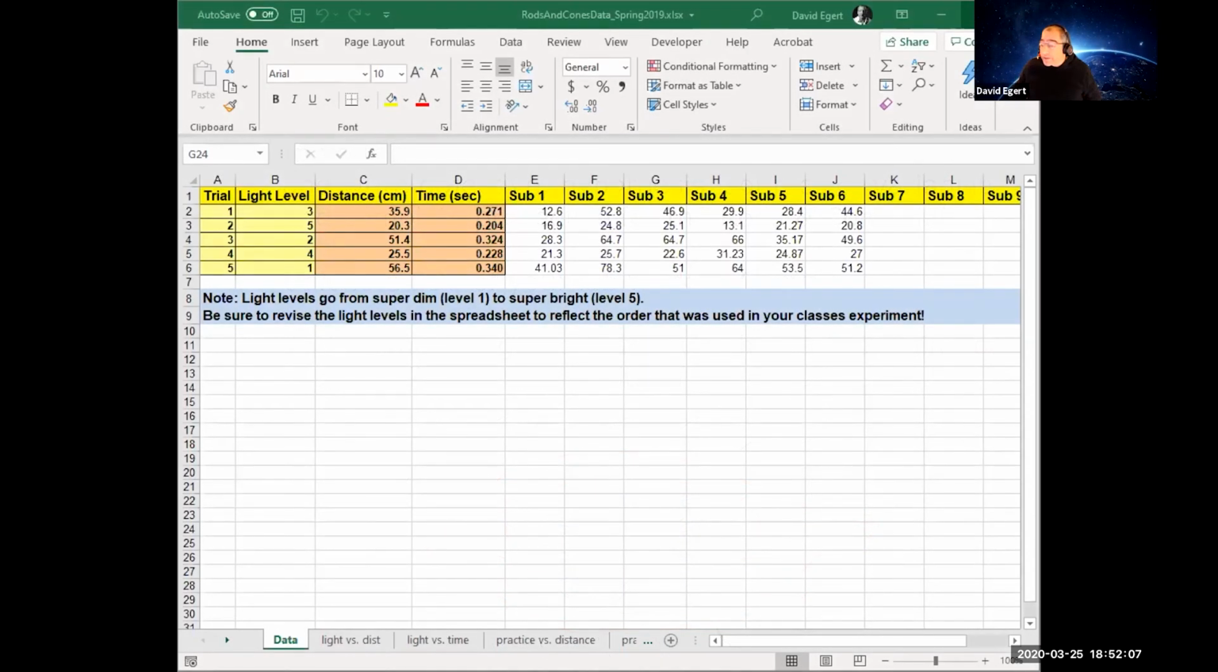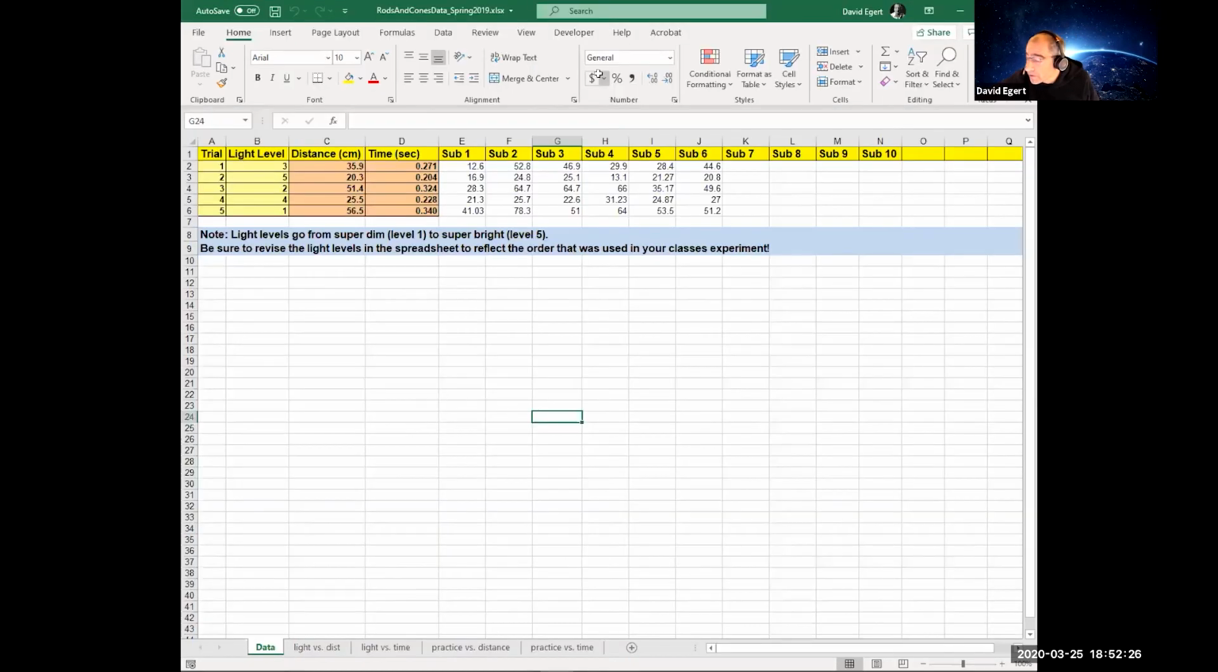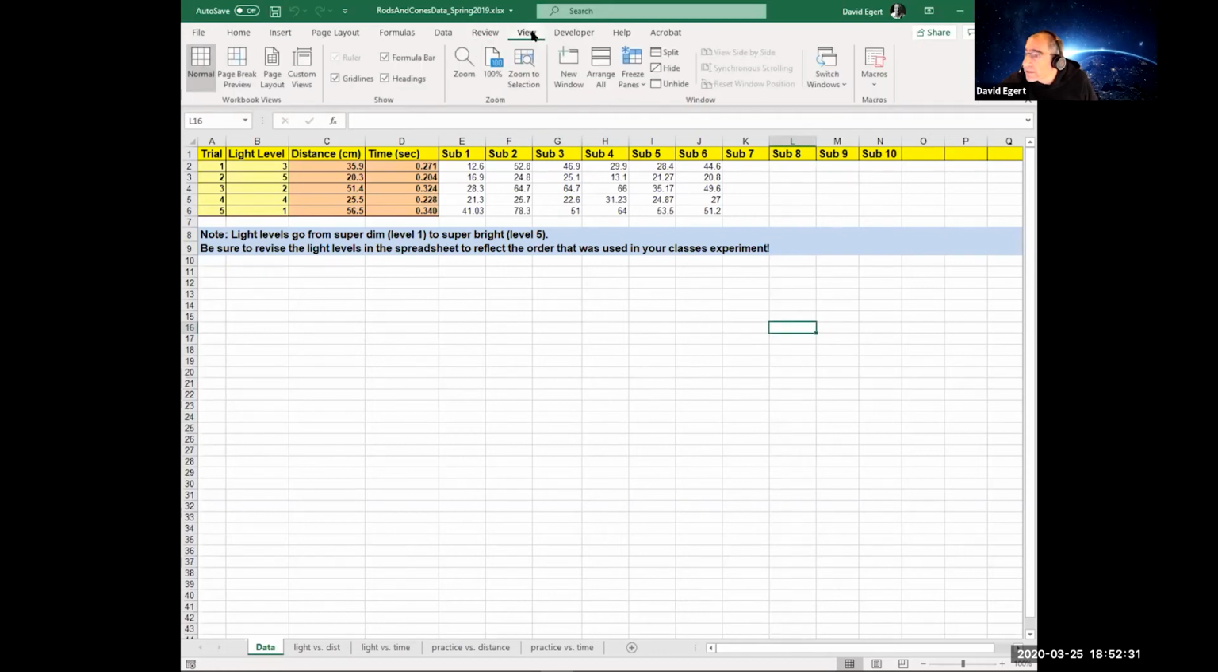So again, normally we would have actually been doing the experiment after you wrote down your procedure and get the data. Instead, we're going to use the data that was recorded by students last semester. And so here it is. So what you're seeing here, if I can zoom in a little bit, maybe.